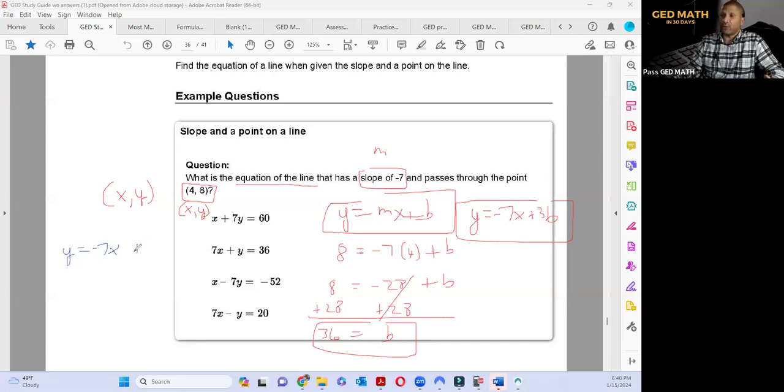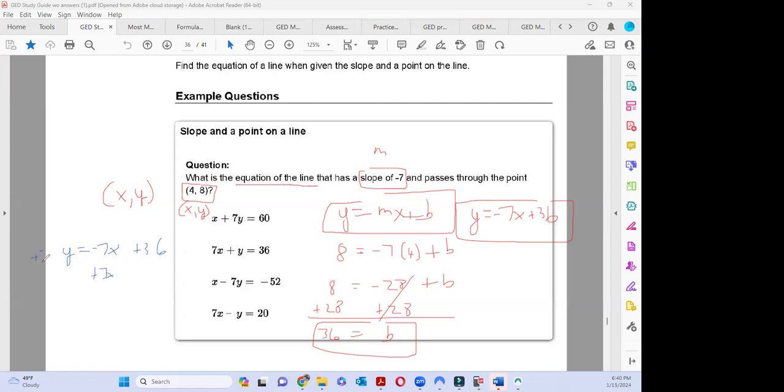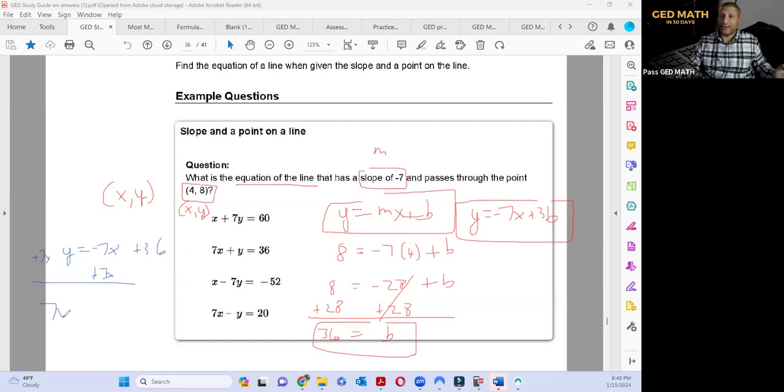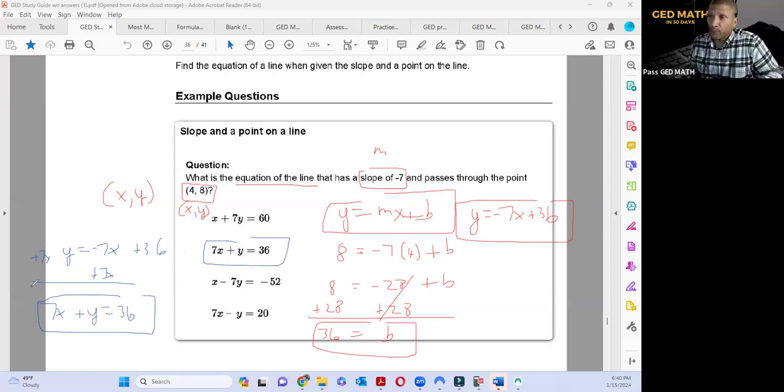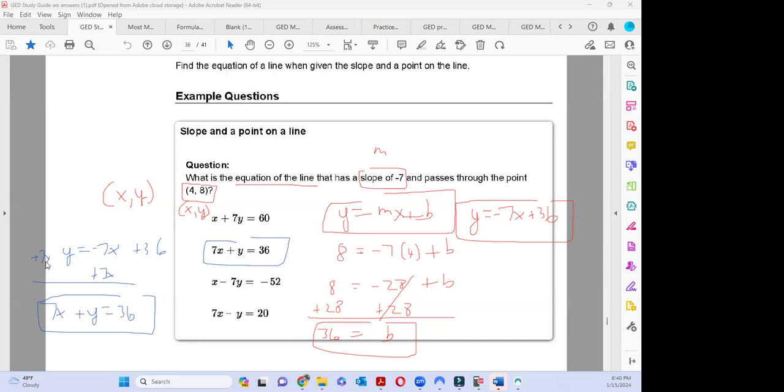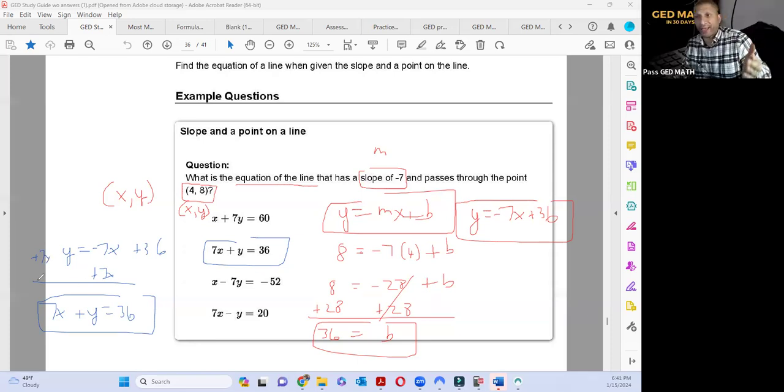What I have to do to change slope intercept form to standard form is move the x to the other side of the equation. So I'm going to add 7x to both sides. And I get 7x plus y equals 36. Easy question. Yep, B. Okay. Again, don't make the GED exam harder than it is. These classes, the eBook and the calculator, I'll show you how to pass this exam with no problems.